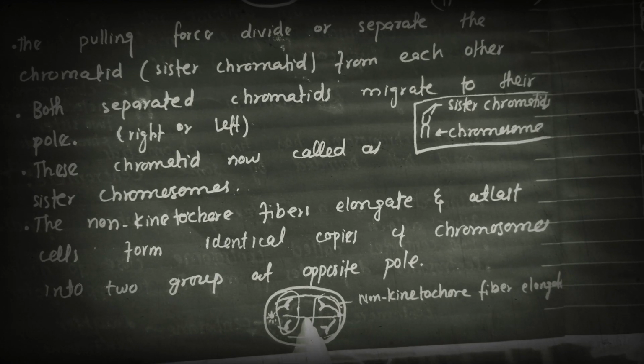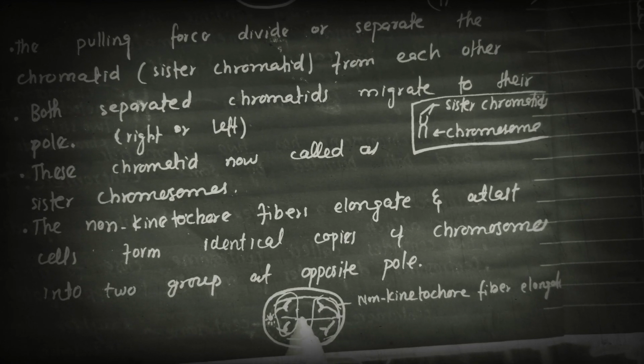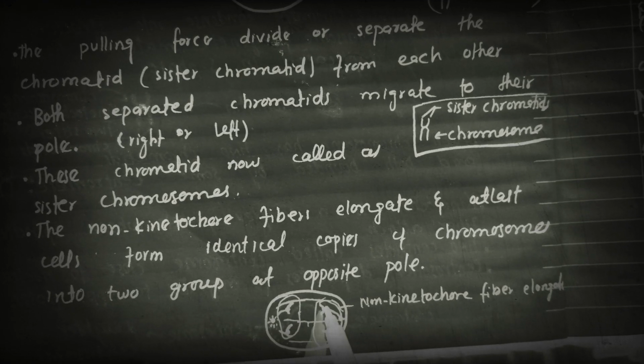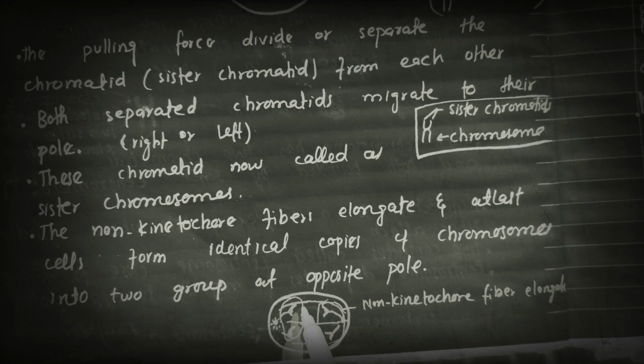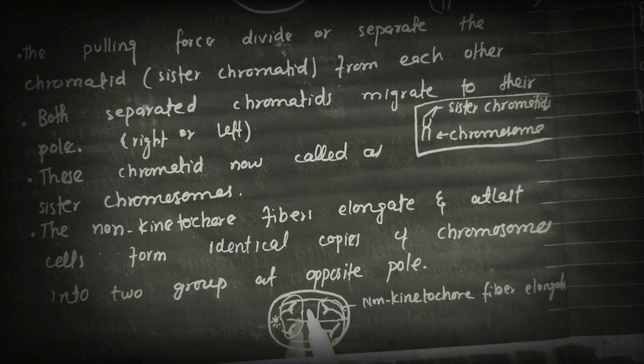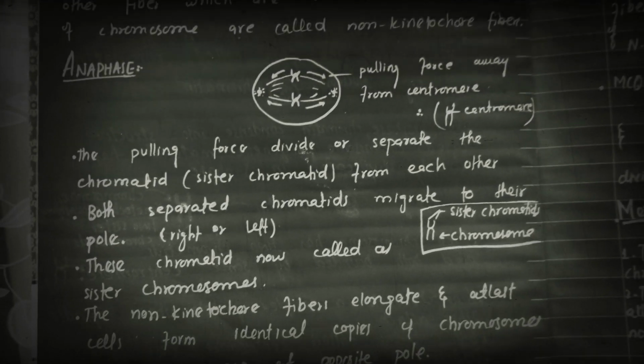And this is the non-kinetochore spindle fiber that elongates and attaches with each other. And this is the kinetochore fiber which detaches due to the pulling force and separates the sister chromatids. This is all about anaphase.